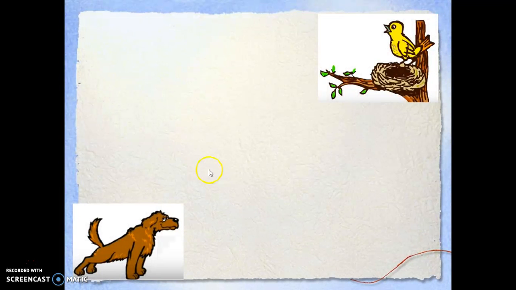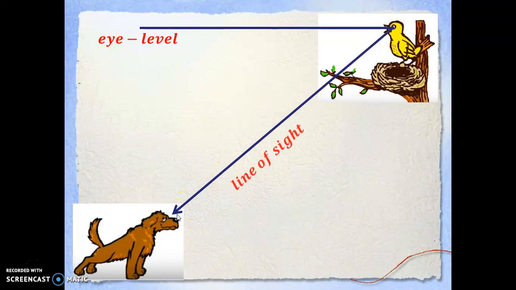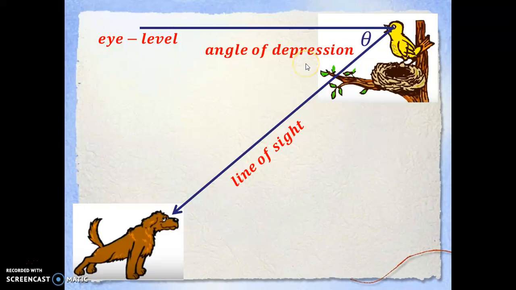Okay, let's say the bird is looking at the dog. So this is the bird's eye level, and the bird is looking at the dog. So the line of sight is this. This angle formed here is what we call the angle of depression. Did you get it?